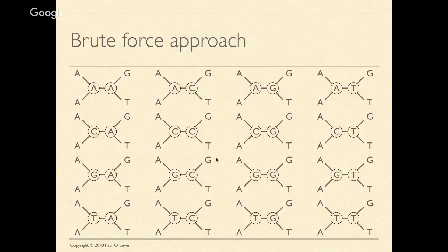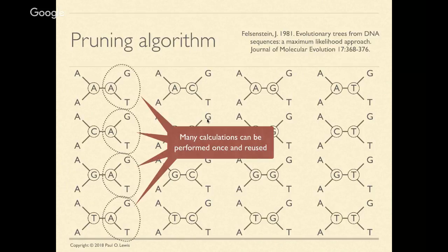So I call this the brute force approach. It's not particularly the way any program would choose to do this because it's very slow. You can imagine the number of possible combinations grows really fast as the number of taxa in trees increases. So most programs use a method called the pruning algorithm that was advocated by Joe Felsenstein in his famous 1981 paper that represents sort of the foundational paper for all of likelihood-based phylogenetics.